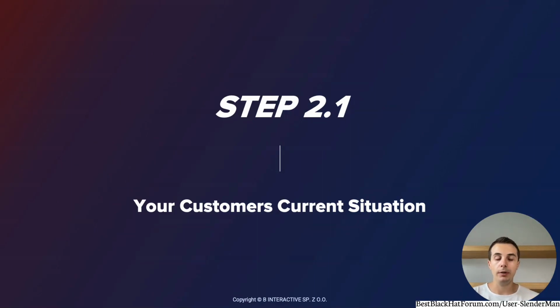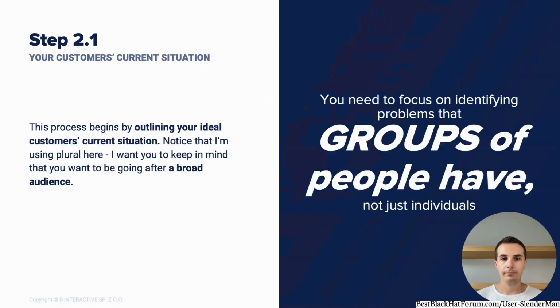In this video, we're going to start mapping out your customer journey, which is going to determine what you're going to include in your course material. This process begins by outlining your ideal customer's current situation. And notice that I'm using plural here. I want you to keep in mind that we are going after an audience and groups of people. So I want you to focus on identifying problems that groups of people have, not just individuals.